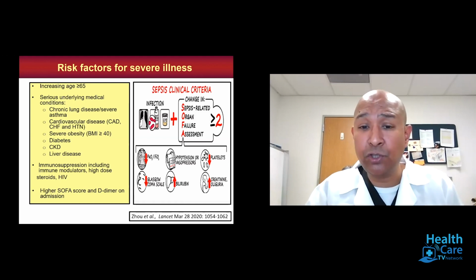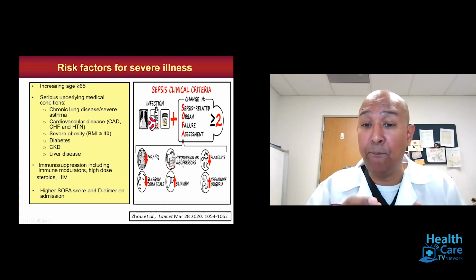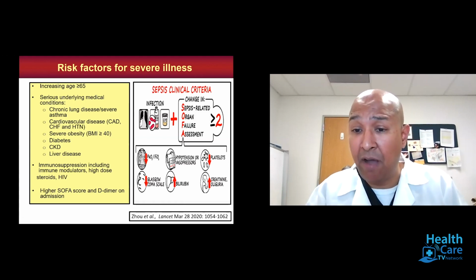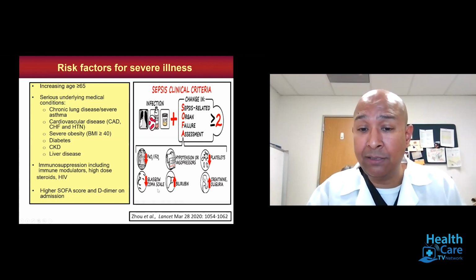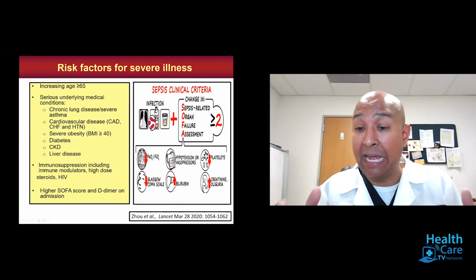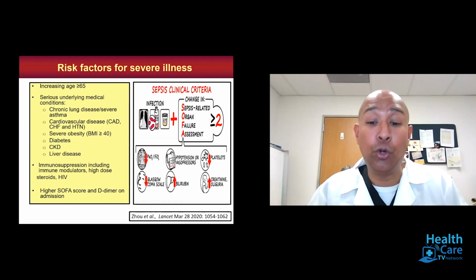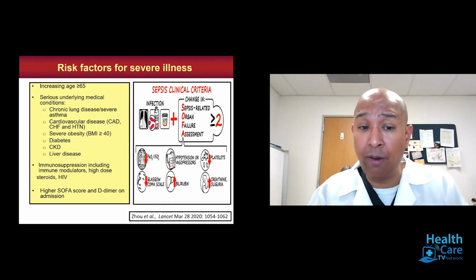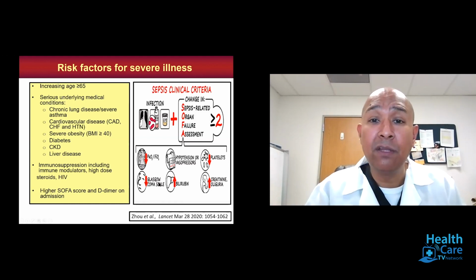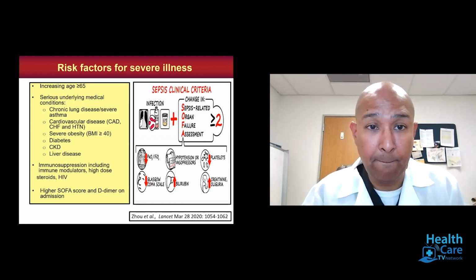But a SOFA score includes parameters that include the lung, a PF ratio. Cardiovascular: is your blood pressure low? Is your mean arterial pressure going to be less than 65? The bone marrow, looking at low platelets. Your mental status using a Glasgow Coma Scale. Your liver functioning using a bilirubin level: is it elevated? And looking at the kidneys, looking at serum creatinine, or looking at urine output itself. Based upon a score, the higher score you have, the more severe illness you have, as well as an elevated D-dimer on admission to the hospital.